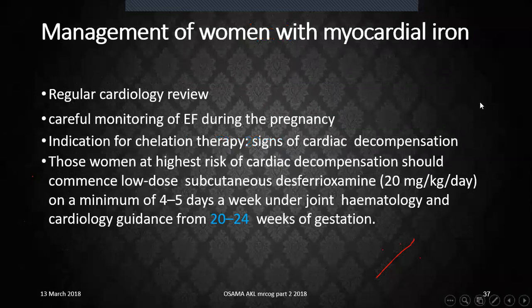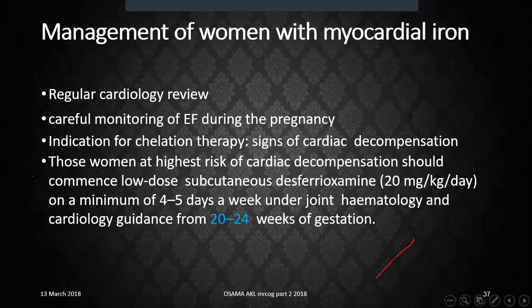Okay, how to manage myocardial iron? As we said, we can offer iron chelation, desferrioxamine, after 24 weeks of pregnancy. What is the dose? 20 milligram per kg per day. How to give? Subcutaneous. And this dose is very important.